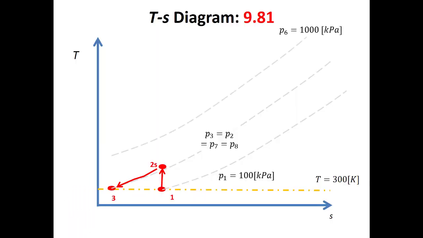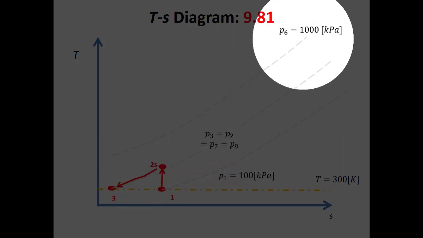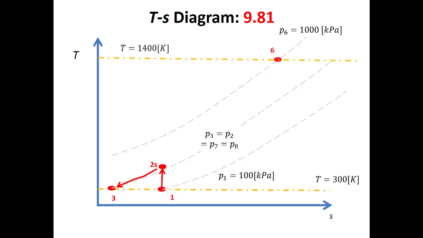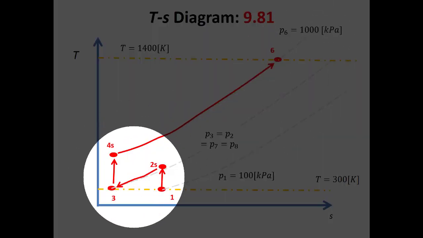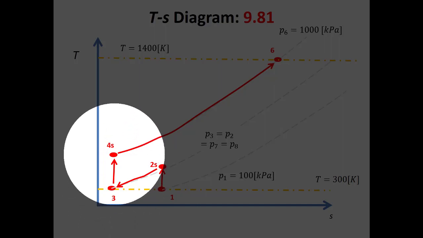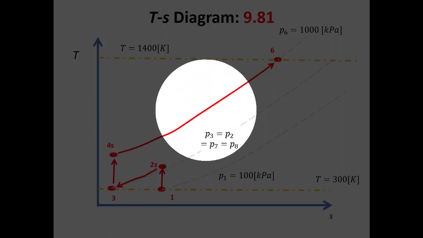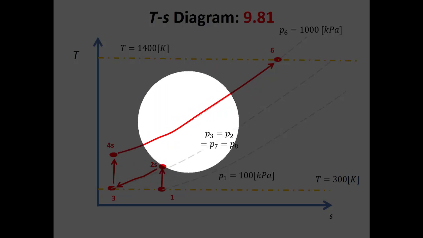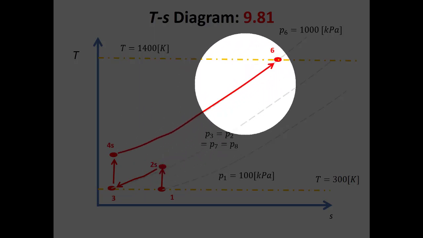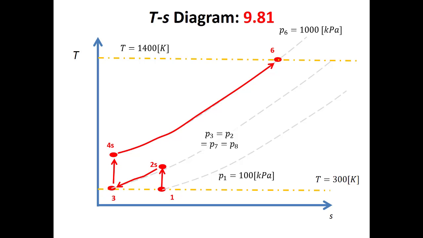Then I know that my high pressure is 10 times what my low pressure is. So this is going to be 1,000 kPa. So I can find the maximum temperature here, I'm told, is 1,400 Kelvin. So I know that that's my state 6 at that high pressure and the high temperature. And I know to get from state 3 to state 6, first I go through this compressor. If it was isentropic, I would get to 4S. There's going to be some intercooling going on somewhere in here. I don't know where to put state 5 yet, but it's somewhere along this line. And then I come up to state 6.